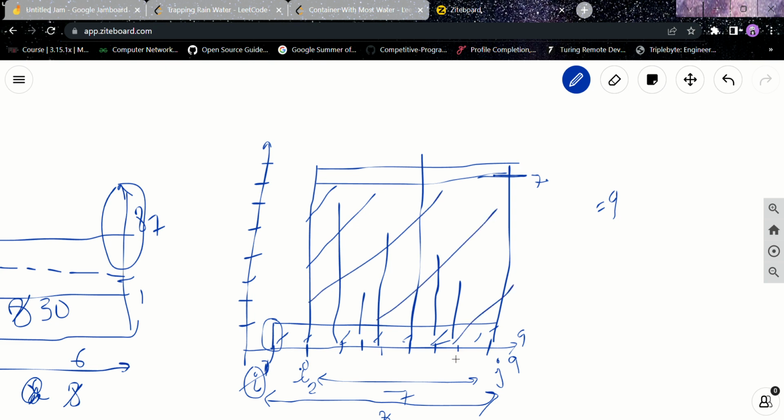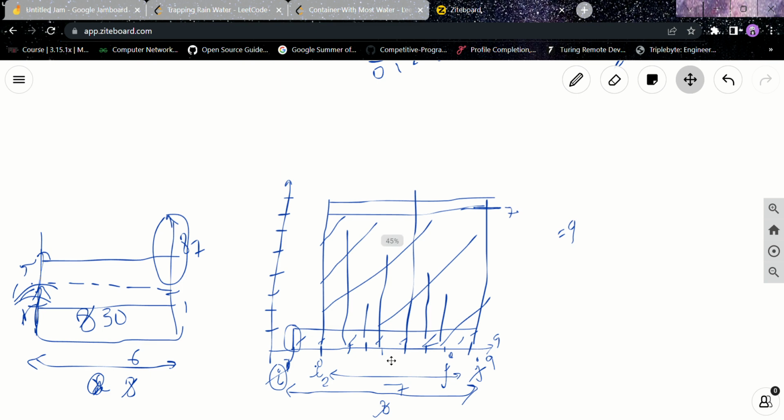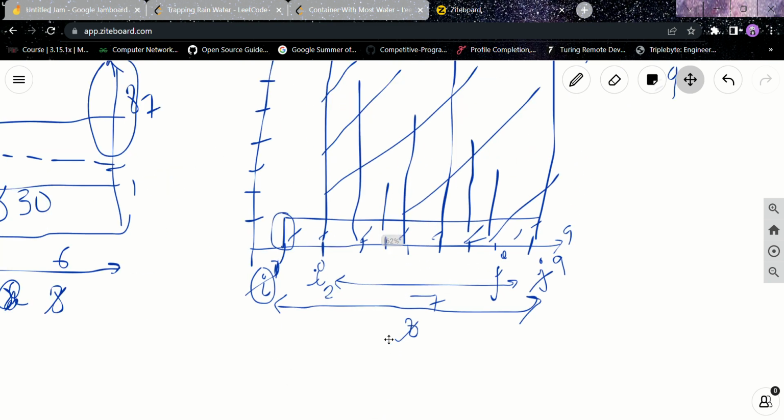Okay, now again which has the minimum height? J has the minimum height. Here I has the height of 8 units and j has the height of 7 units, so we will decrement the j and j will come to 8. Now the new distance between the base is 6 units. Okay, 8 minus 2, 6.